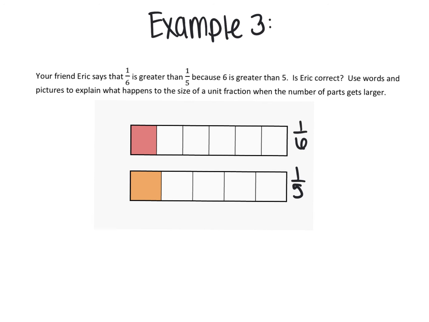So as the number of parts get larger, the size of the unit fraction gets smaller. So Eric is not correct when he says that 1/6 is greater than 1/5 because 6 is greater than 5, because this whole is broken up into 6 parts while this whole is broken up into 5 parts, and this actually ends up being greater because it's a bigger size piece.